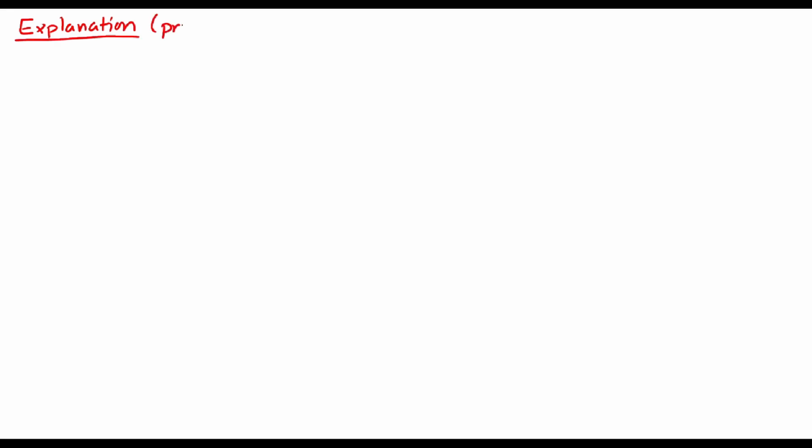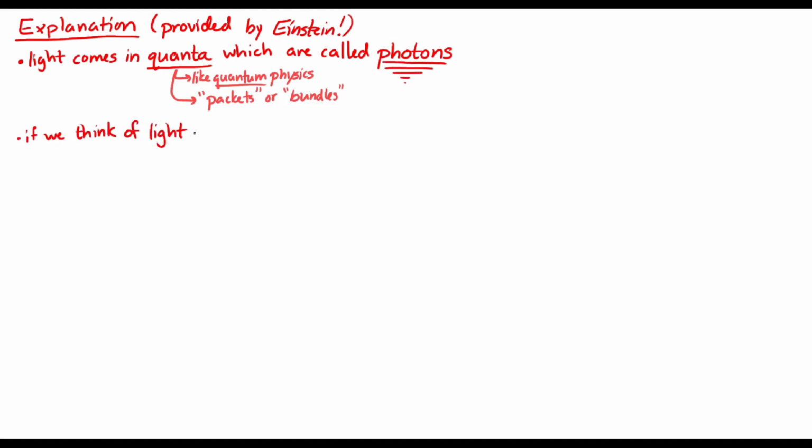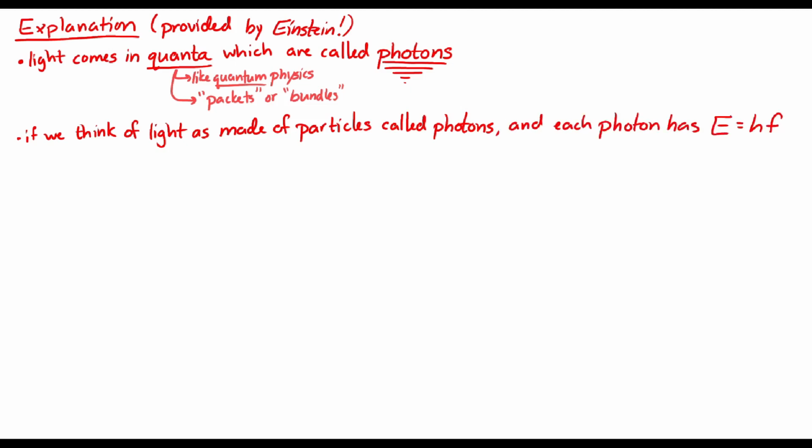So the explanation for this behavior is from Einstein. Einstein suggests that light, instead of treating it as a wave, we treat it as coming in quanta. Quanta, and that's where quantum physics comes from, by the way, but quanta are little packets. And when we talk about light, these little packets, these quanta, are called photons. So if we think about light not as a wave, but instead as made up of little particles called photons, and if each photon has an energy equal to h times f, where h is Planck's constant, then it starts to make sense.